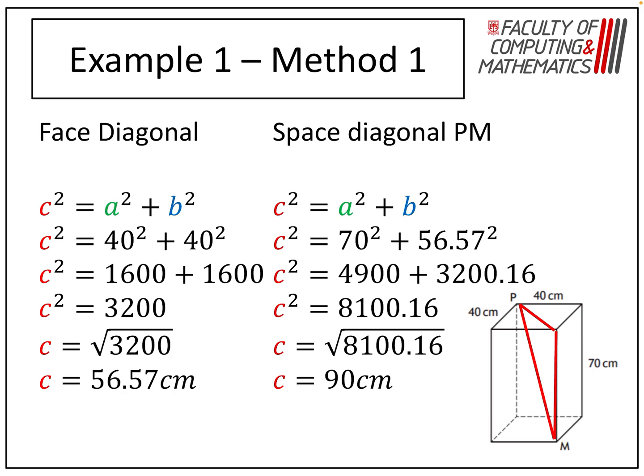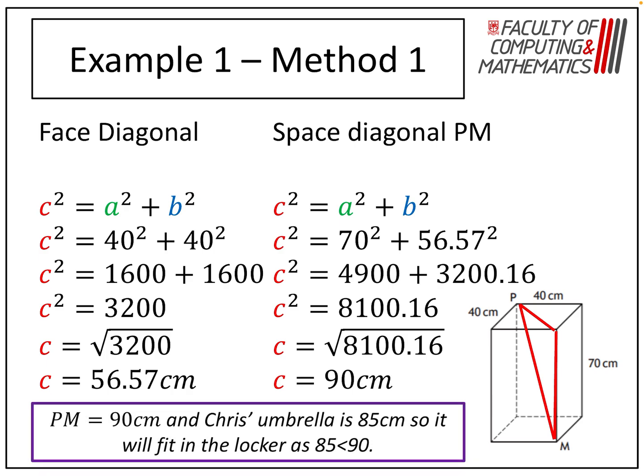So we've done all the work. We now need to relate that back to the context of the question. The context of the question again was saying that Chris has an 85 centimetre umbrella. Will it fit in the locker? Well, what we can say there is that the space diagonal is 90 centimetres and Chris's umbrella is 85 centimetres. So it will fit in the locker as the umbrella, 85 centimetres, is less than the space diagonal, the maximum space of the locker, 90 centimetres.